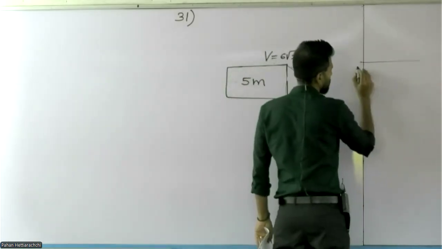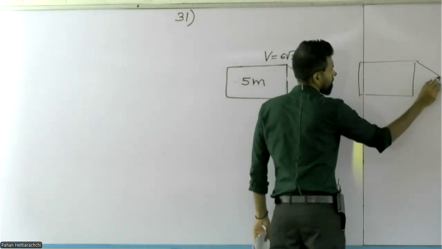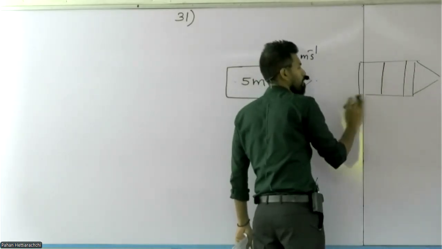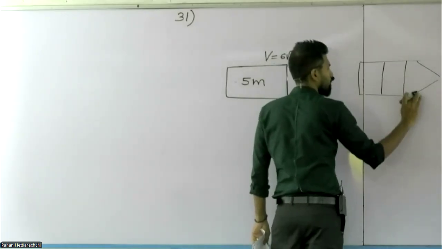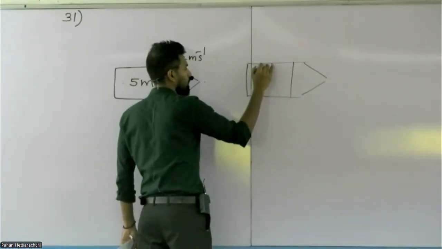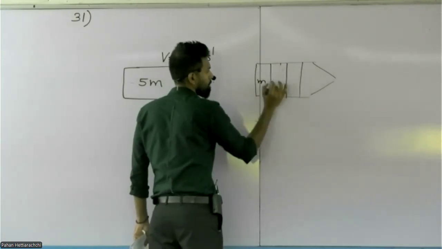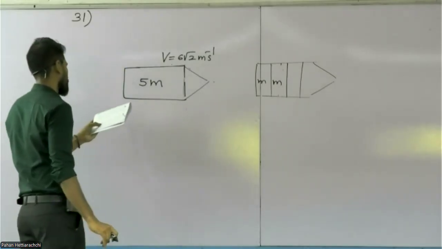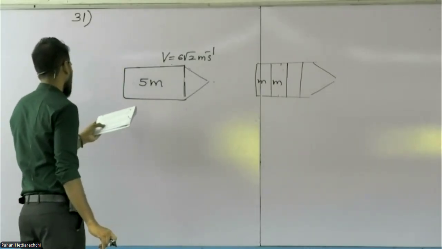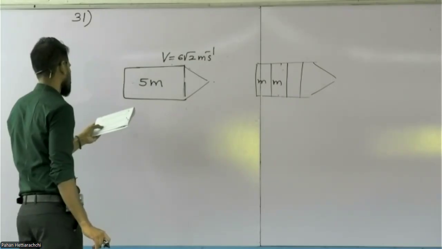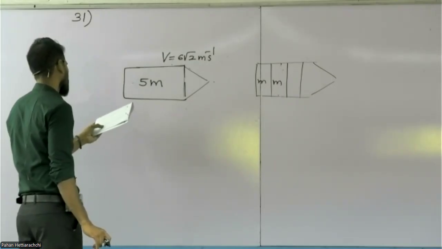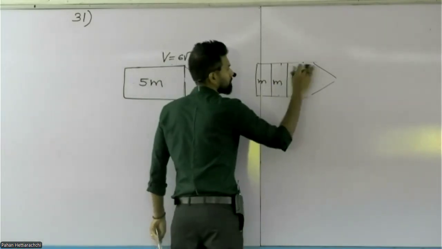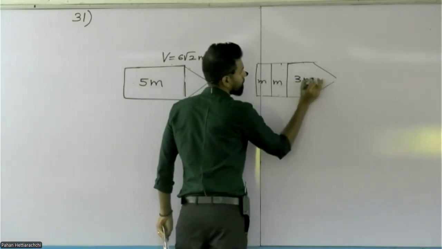Suddenly it explodes, and what happened? It will explode into 3 parts. What are the masses? Two smaller parts with equal masses, m and m, and the third fragment has 3 times the mass of one small fragment. This part has a mass of 3m.